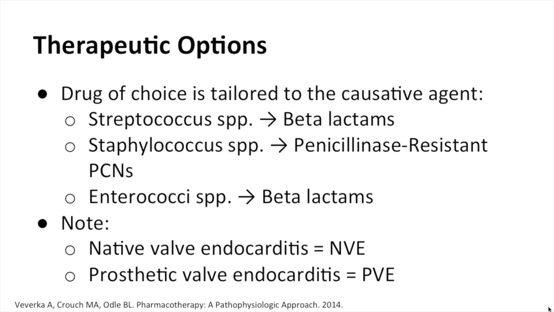The drug of choice for IE is tailored to the causative agent. So for Streptococcus and Enterococcus endocarditis, the drug of choice happens to be beta-lactams. And for Staphylococcus endocarditis, the drug of choice are penicillinase-resistant penicillins. In general, the duration of therapy for prosthetic valve endocarditis will be longer than that of native valve endocarditis. And from this point on, I'll be using NVE as an abbreviation for native valve endocarditis and PVE for prosthetic valve endocarditis.